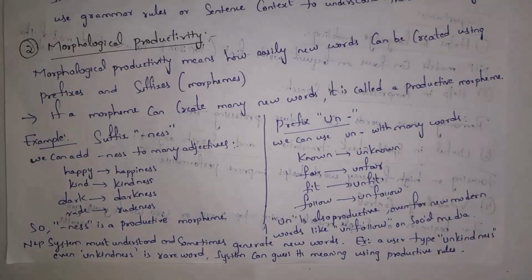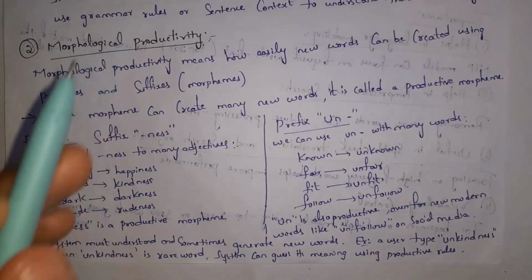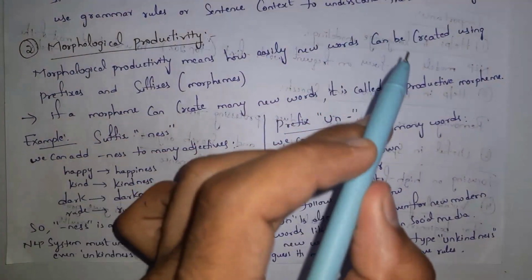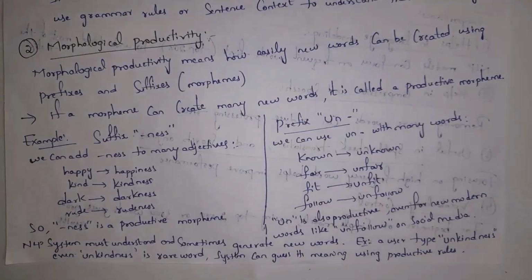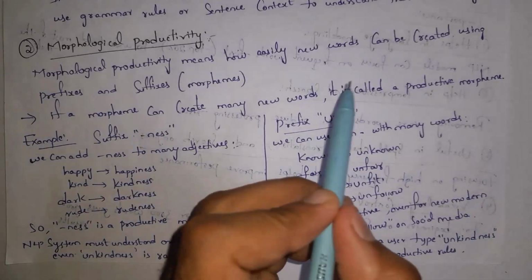Next I will explain what is morphological productivity. Morphological productivity means how easily new words can be created using prefixes and suffixes. As the name itself says, morphological productivity. Productivity means producing new words by adding prefixes and suffixes. If a morpheme can create new words, it is called a productive morpheme.